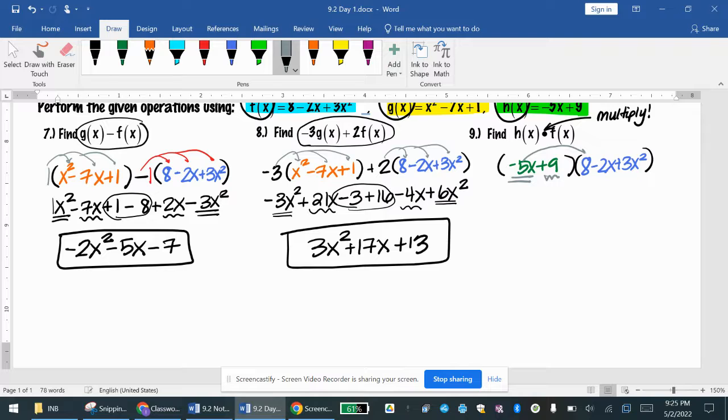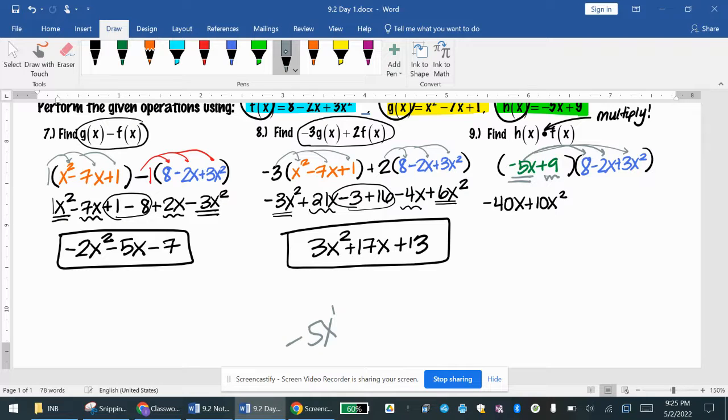So I'm going to start multiplying one by one, okay? So -5x times 8 is -40x, okay? Then I've got -5x times -2x. Remember when we multiply variables, we add the exponents. So this is going to be positive 10x squared. And then this one is going to be -5x times 3x squared. So I'm just going to write it over here.